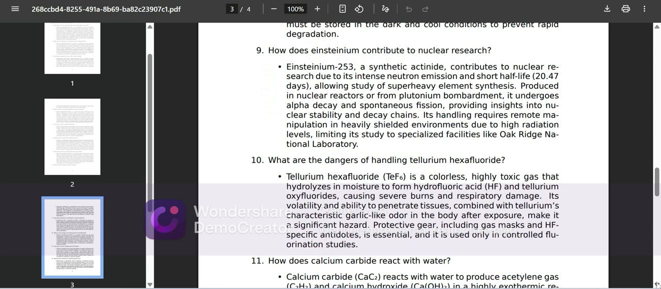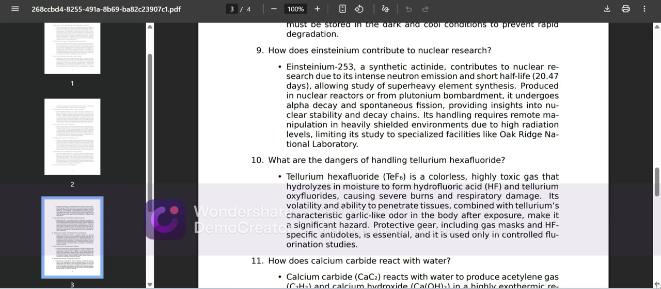How does einsteinium contribute to nuclear research? Einsteinium-253, a synthetic actinide, contributes to nuclear research due to its intense neutron emissions and short half-life, 20.47 days, allowing a study of superheavy element synthesis produced in nuclear reactors or from plutonium bombardment. It undergoes alpha decay and spontaneous fission, providing insight into nuclear stability and decay chains.